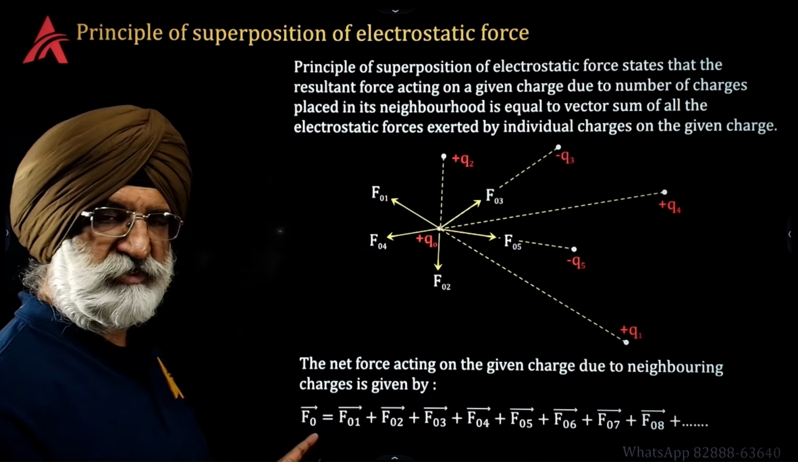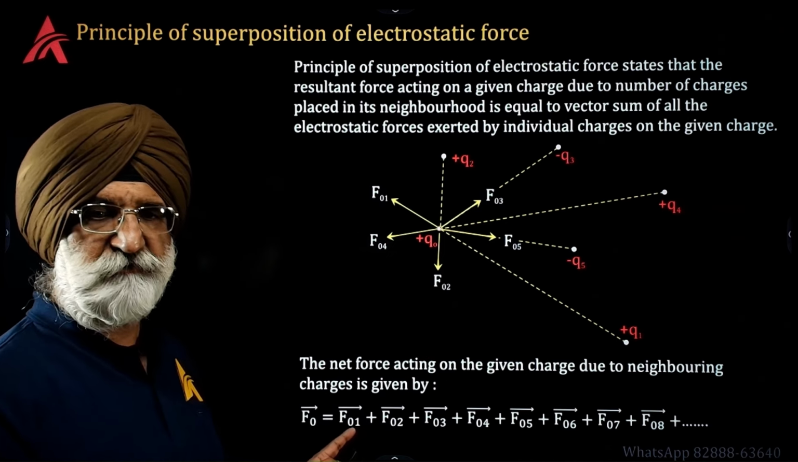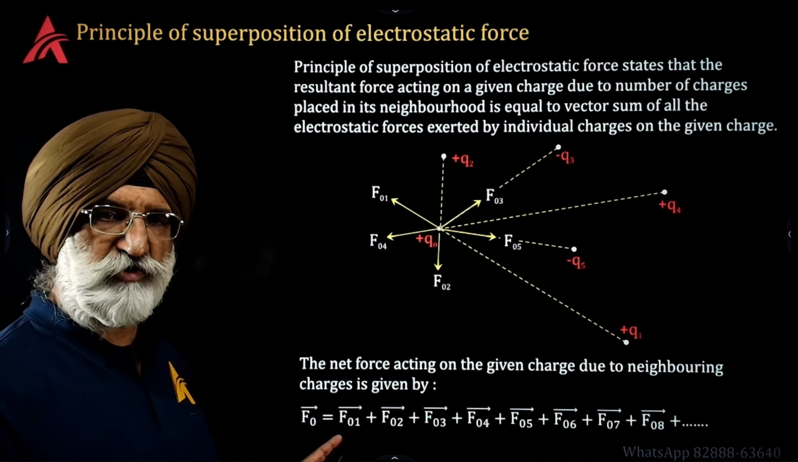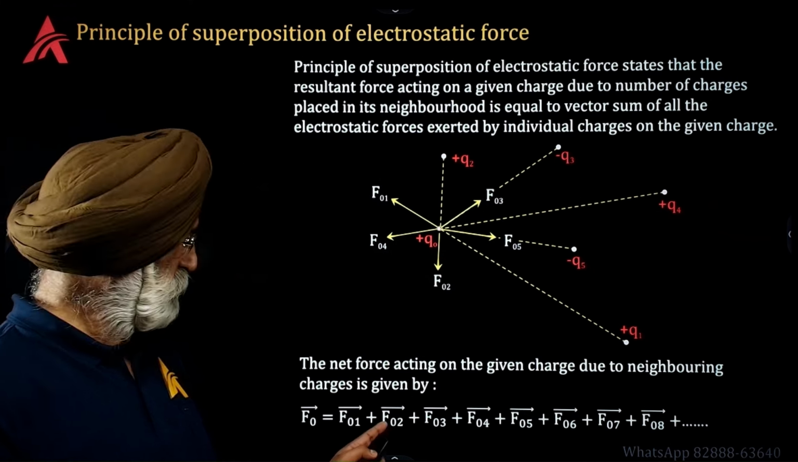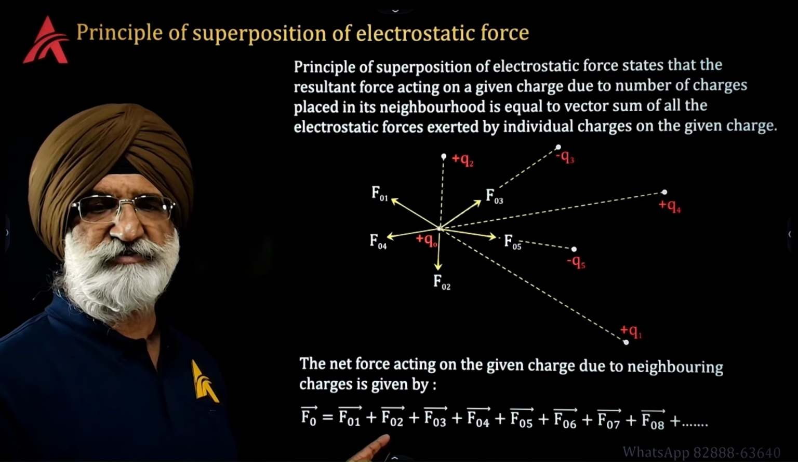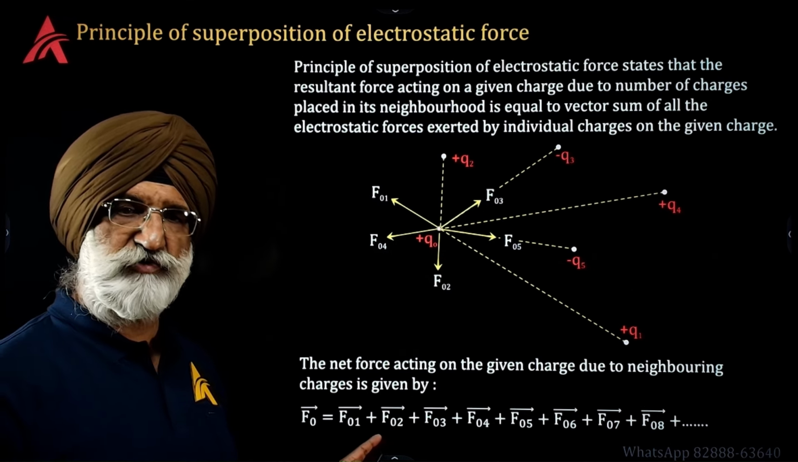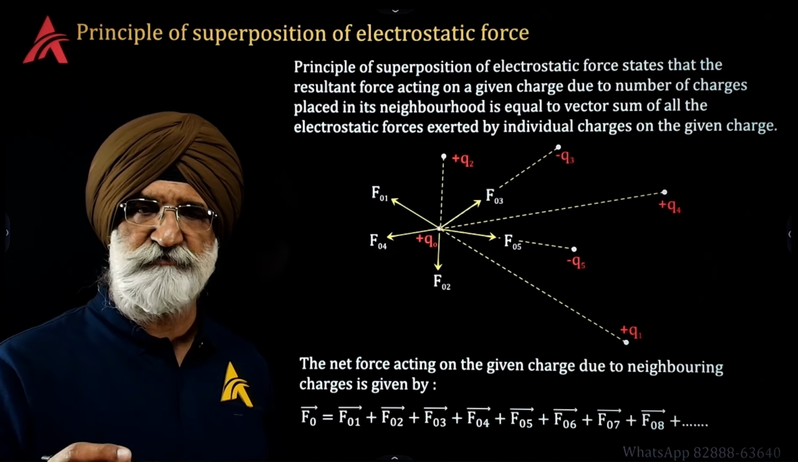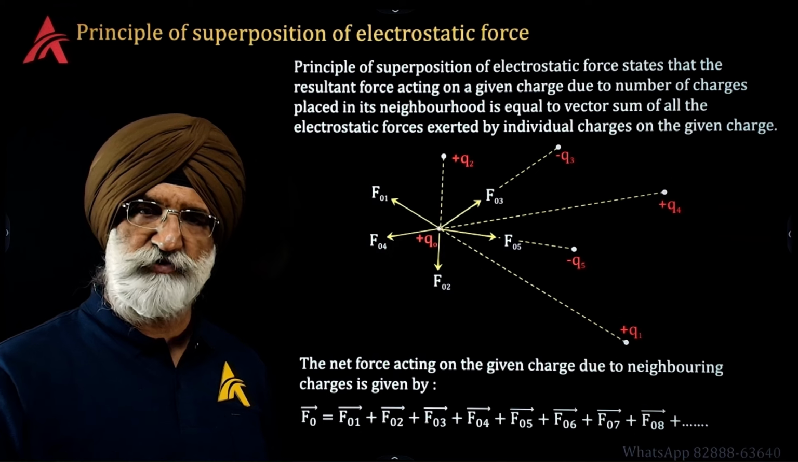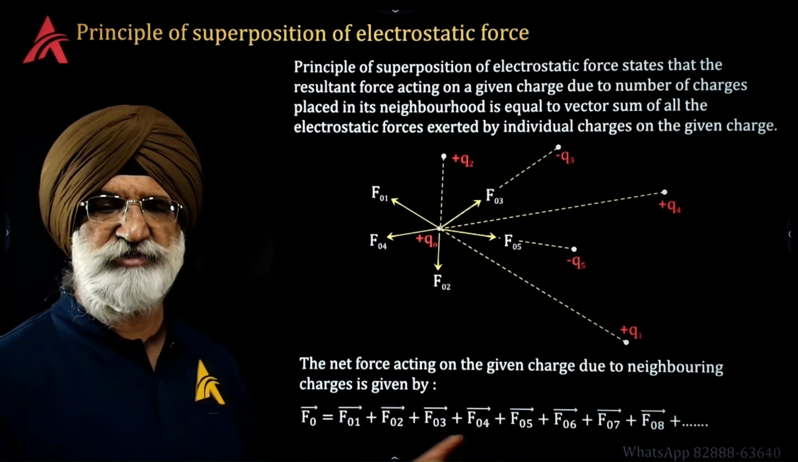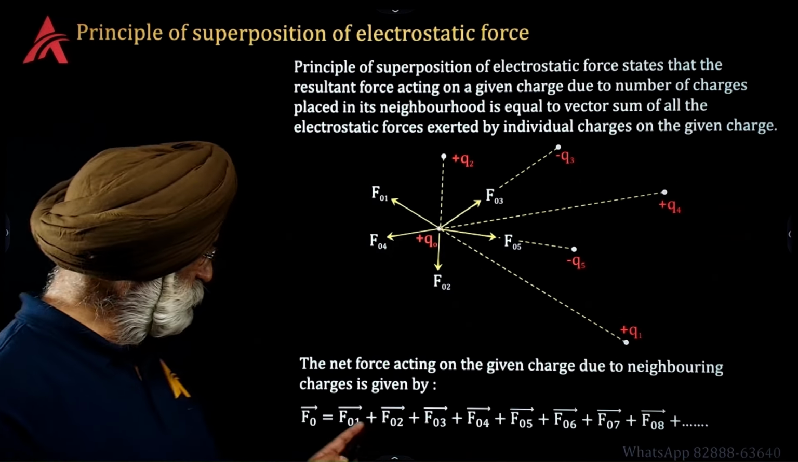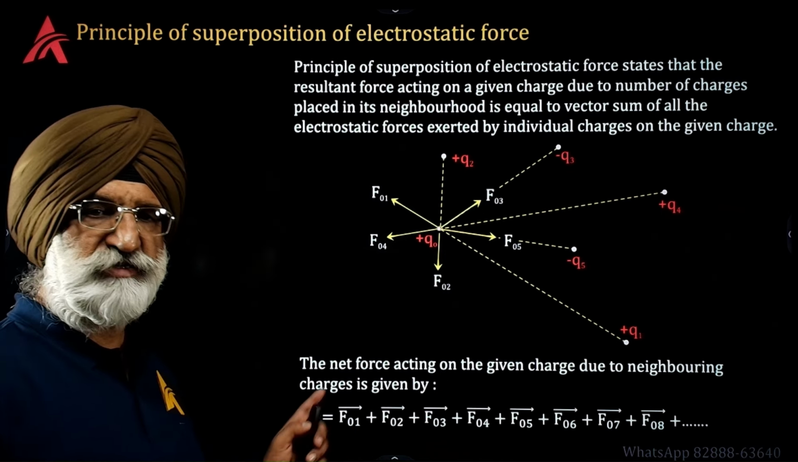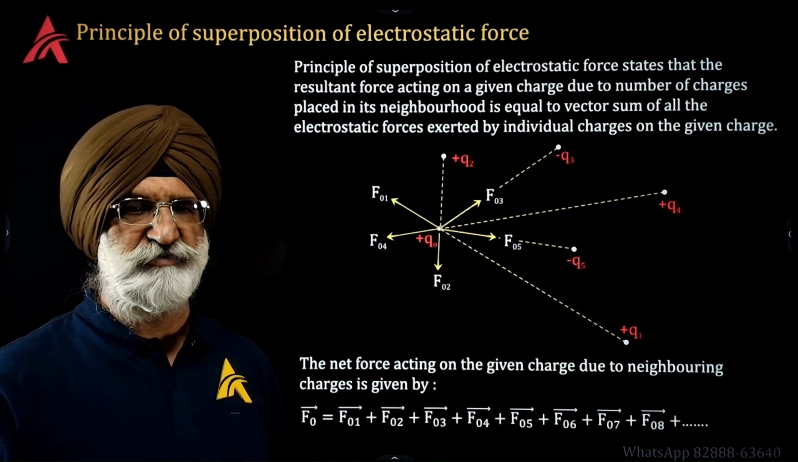So F0 is equal to F01. F01 is the electrostatic force acting on the charge Q0 due to charge Q1. F02 is the electrostatic force acting on the charge Q0 due to charge Q2. F03 is the electrostatic force acting on the charge Q0 due to charge Q3, and so on. All these forces are to be added vectorially to get the resultant force acting on the given charge Q0.